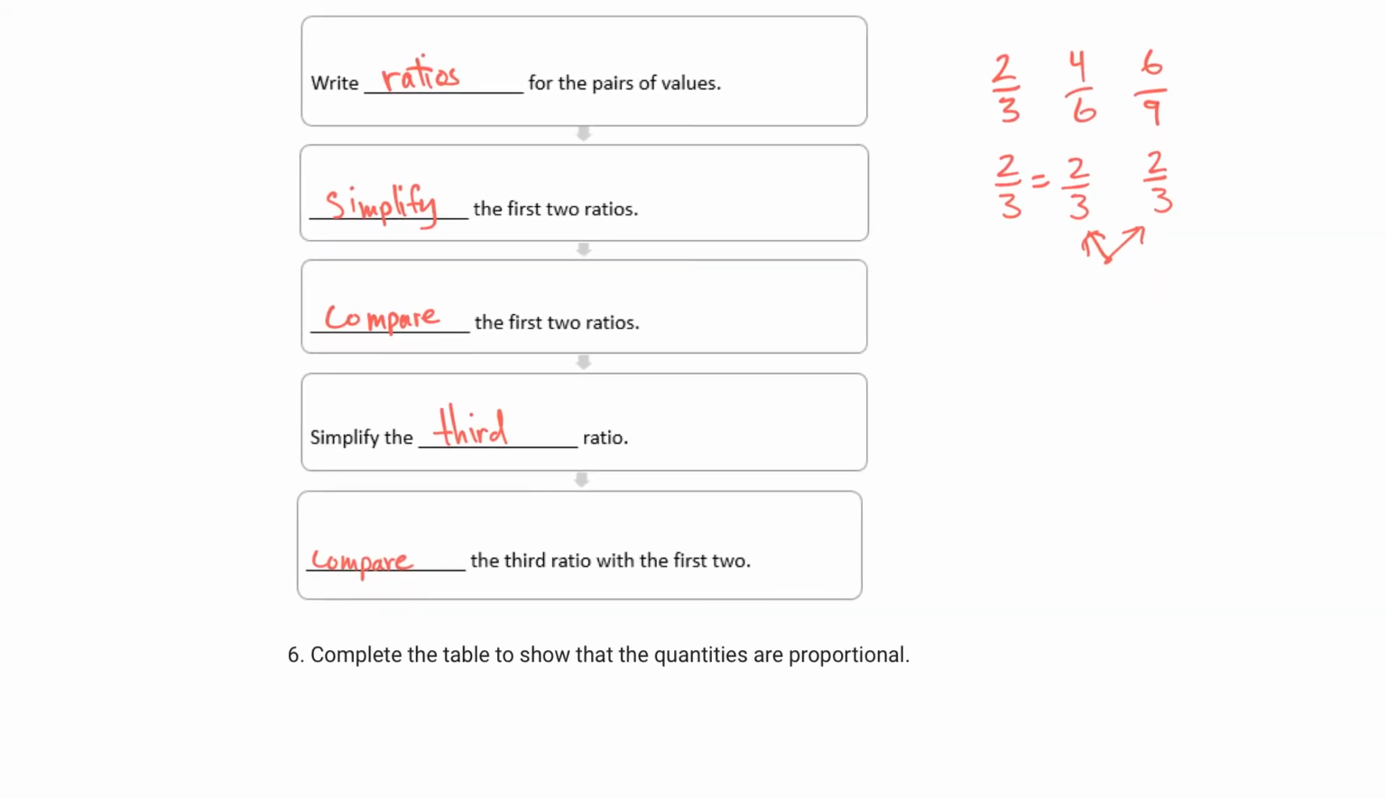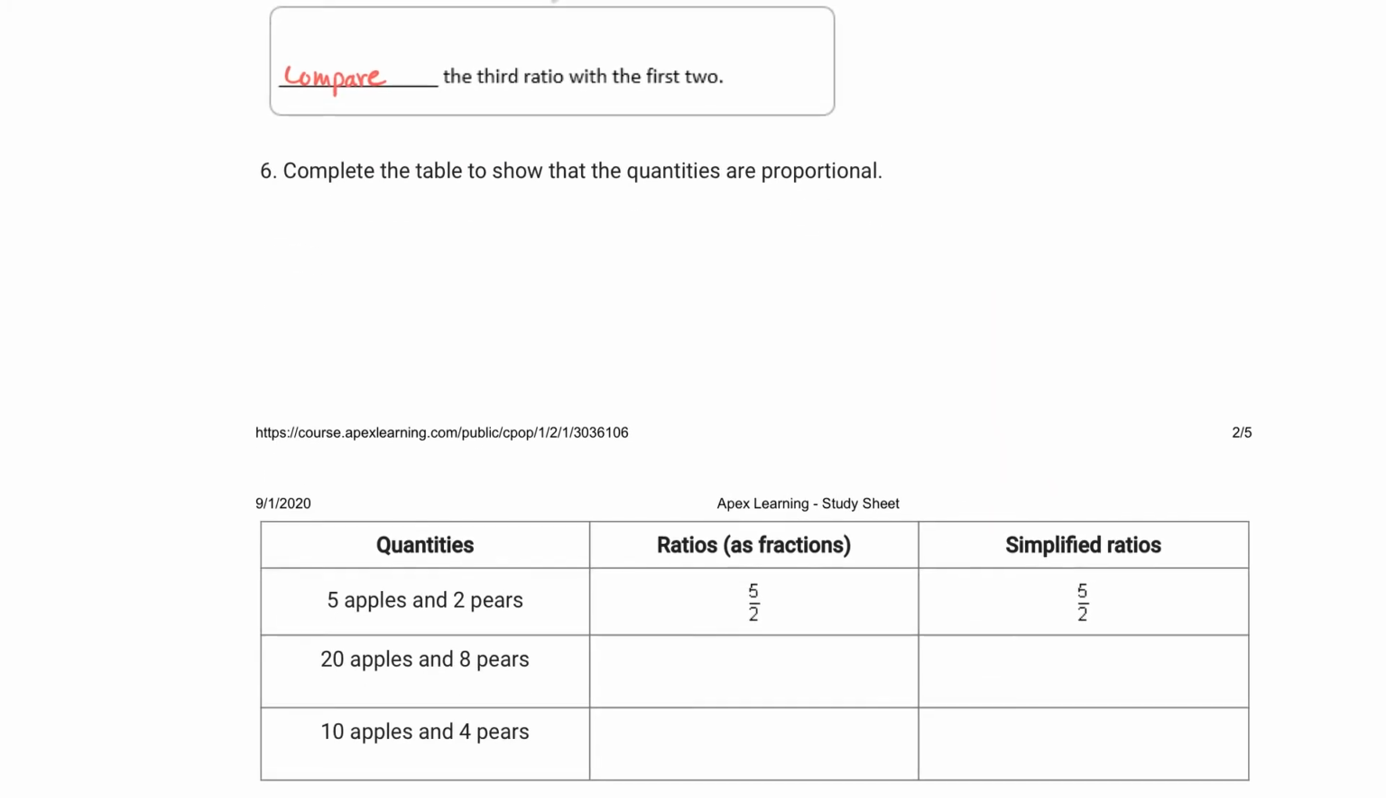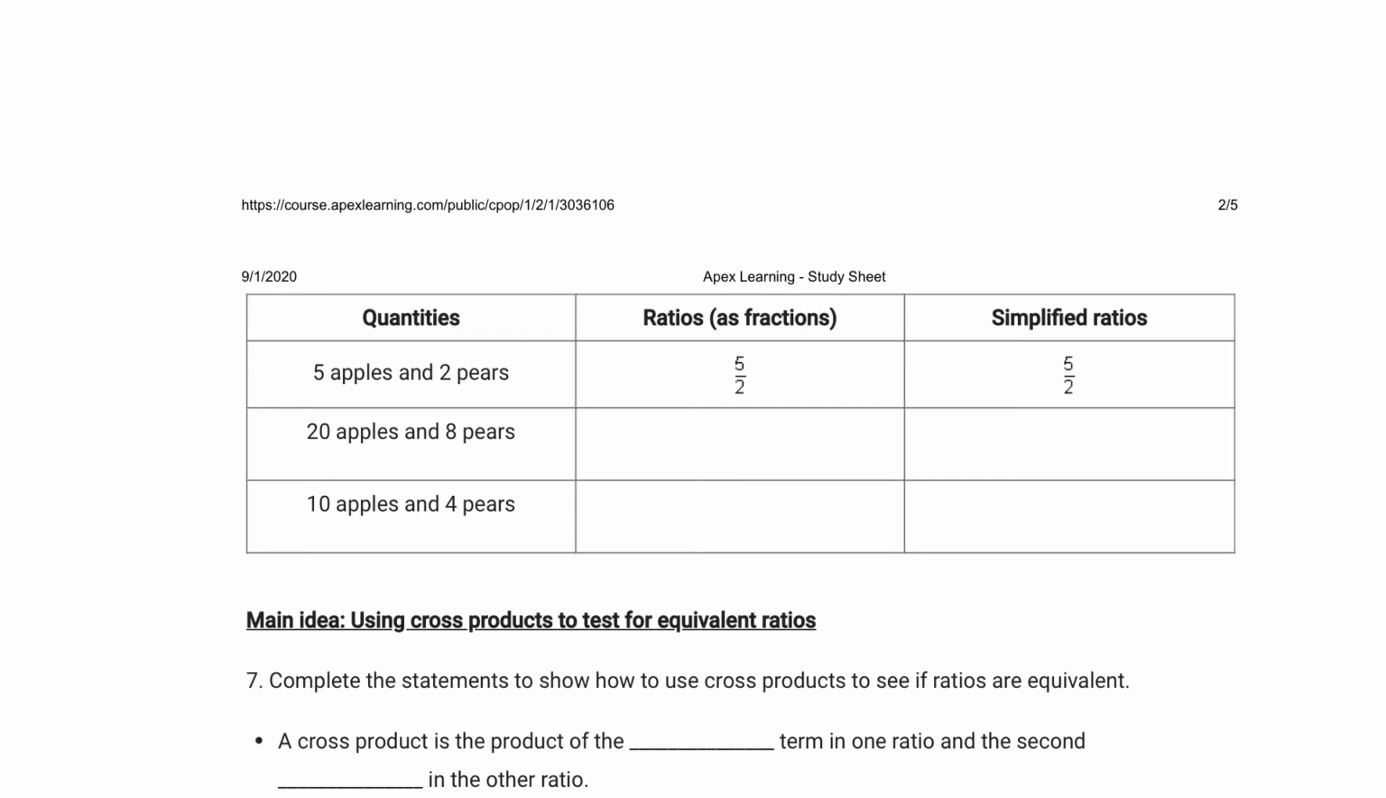Now we will complete the table to show the quantities are proportional. And we have 5 apples and 2 pears. Let's see. This one's already done for you right here. So we'll do the 20 apples and 8 pears. So that would be 20 apples and 8 pears, and we would divide both of them by 4.